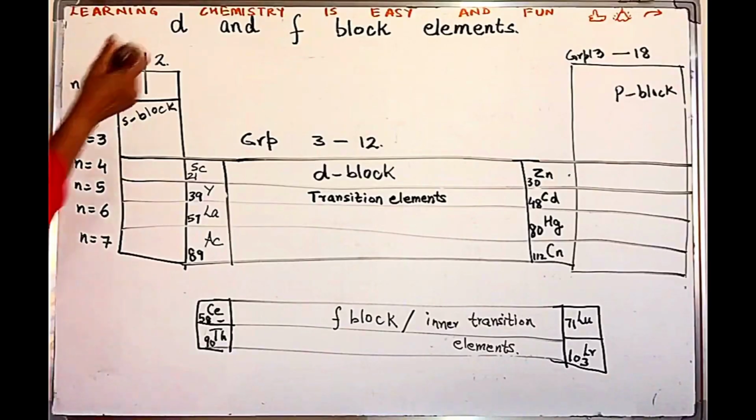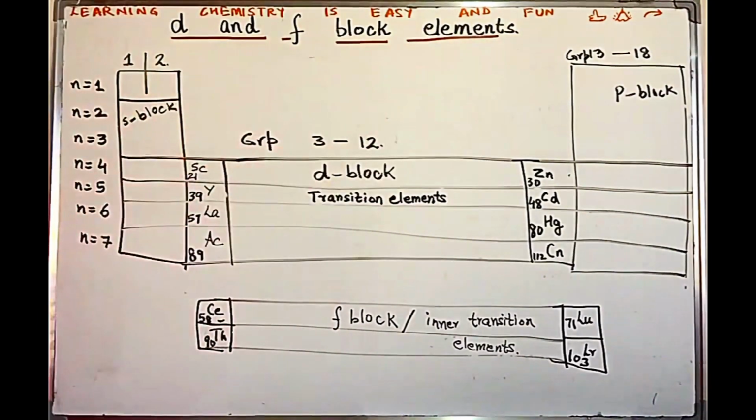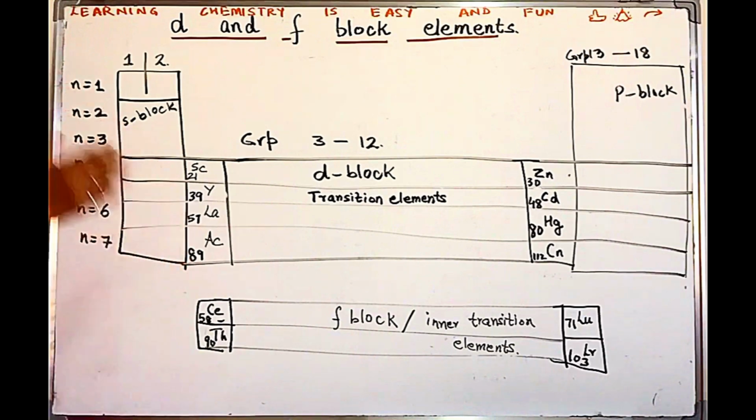We are starting with D and F block elements. We shall be doing the general study and some specific compounds in this particular heading. For D and F block elements, now these are part of the periodic table. A rough plot of the periodic table is shown on the board.